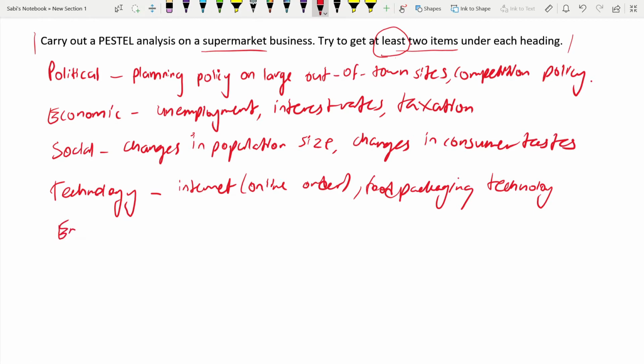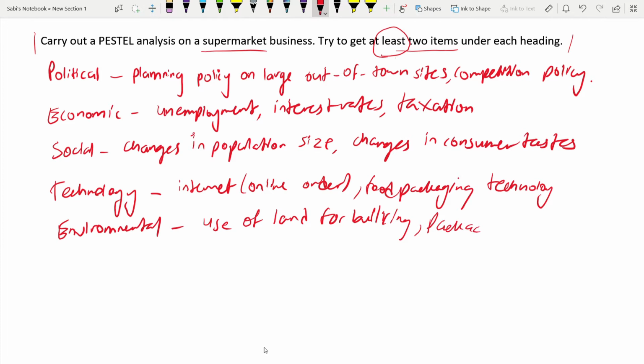Environmental. For environmental you can even say it's ecological. Environmental or ecological, it's the same thing. Okay. Use of land for building. See, when you have a supermarket you need some land where you can build the supermarket, so use of land for building that supermarket. Then we have animal welfare, packaging is there. For packaging also you are consuming, an ecological factor, right?